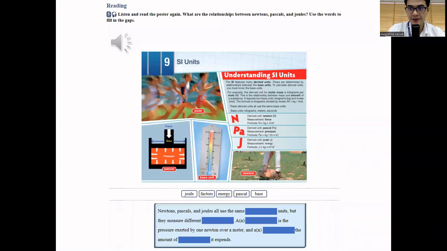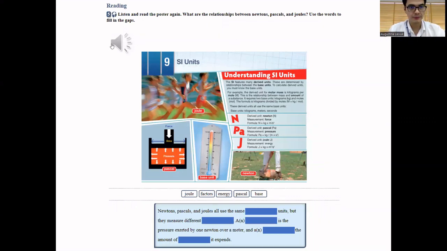For the next section of this unit, I want you guys to listen to the audio clip of the poster that we've been using for our warm-up. After you finish listening to the audio clip, I want you to fill in the blanks on the following incomplete paragraph down here using the given vocabulary: joule, factors, energy, Pascal, and base. All right? So listen to the audio clip, pause the video, fill it out yourselves first, and when you're done, resume the video for the answers.